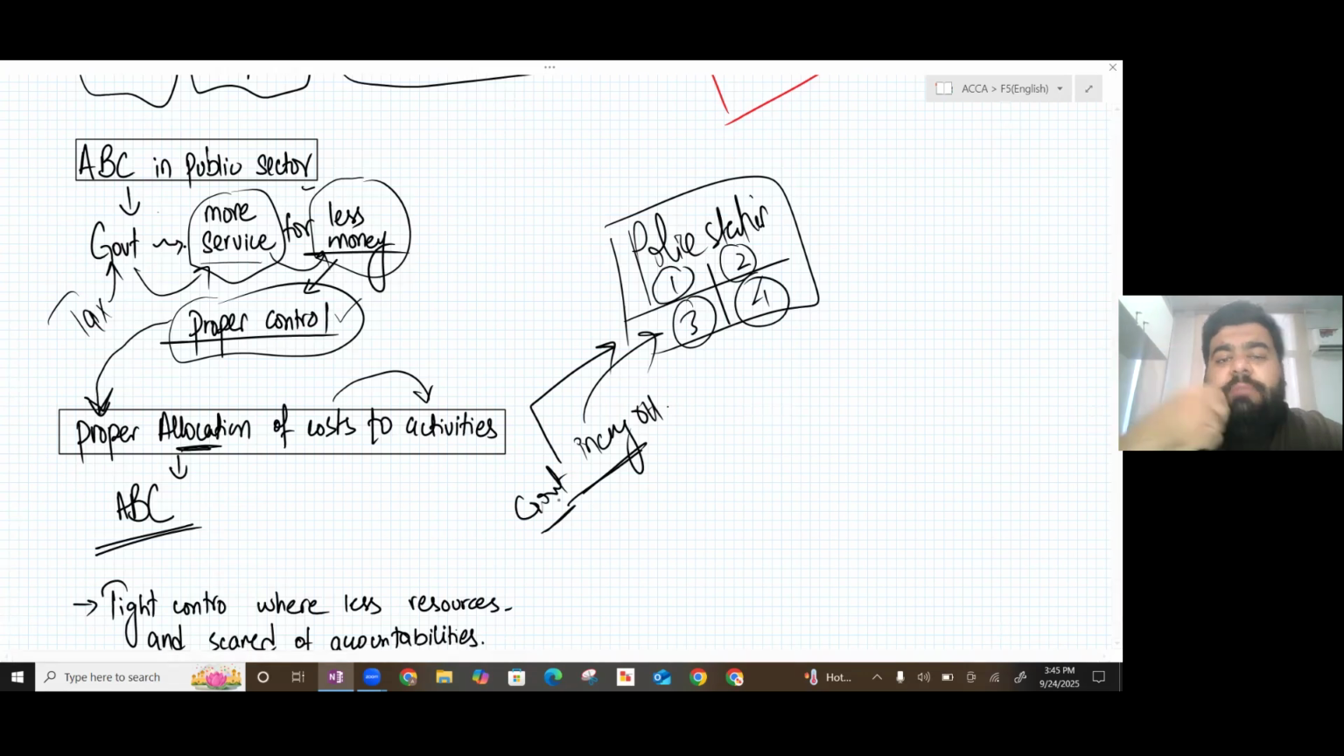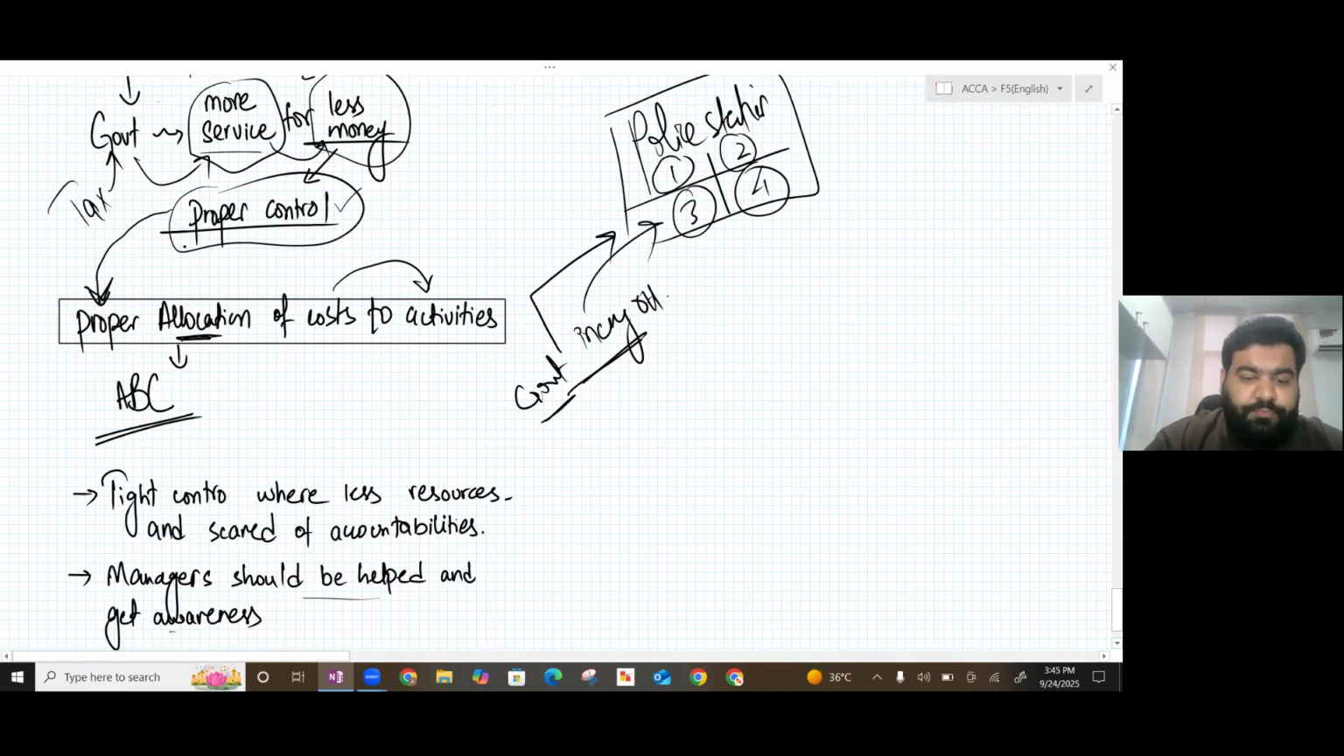So ABC helps there because ABC focuses on activities. Its name is activity-based costing. So it's focusing on activities. This activity is incurring cost, okay, we'll provide the budget for that. So ABC helps in the public sector so much.